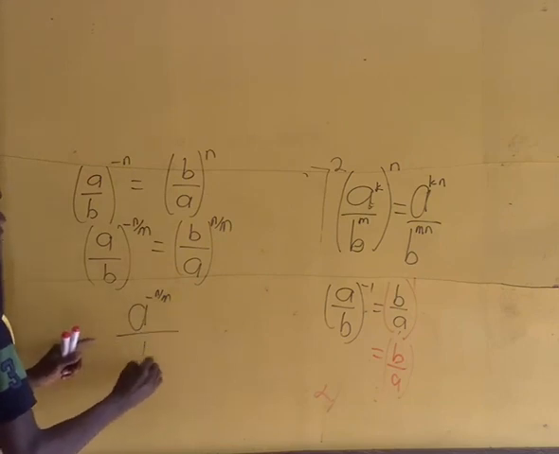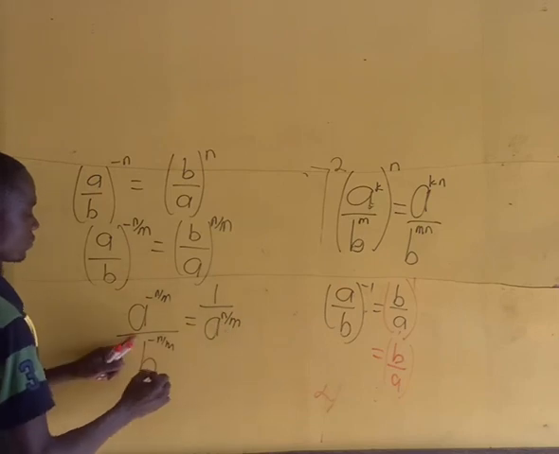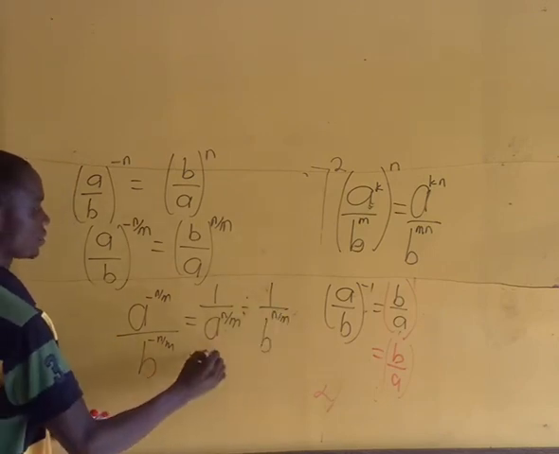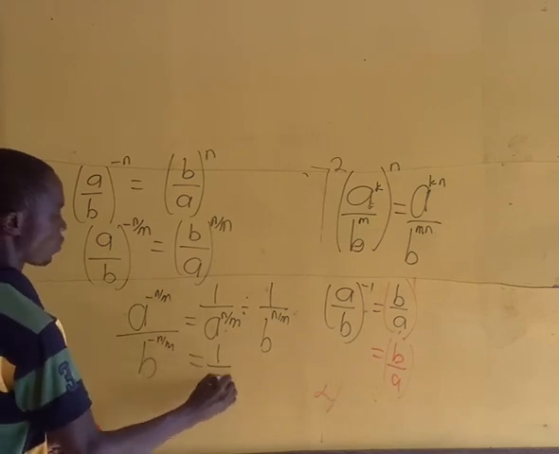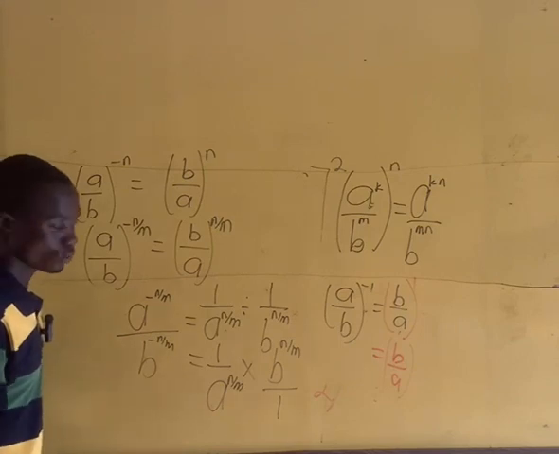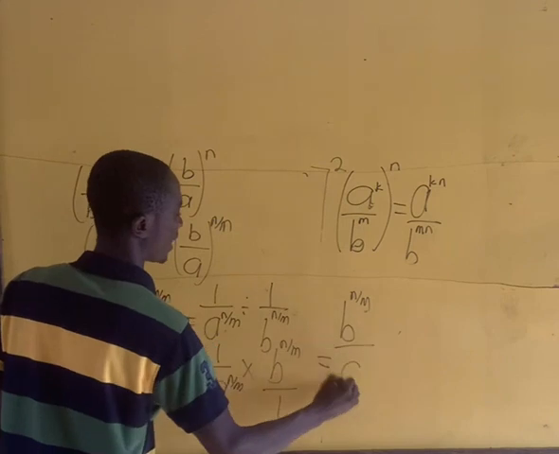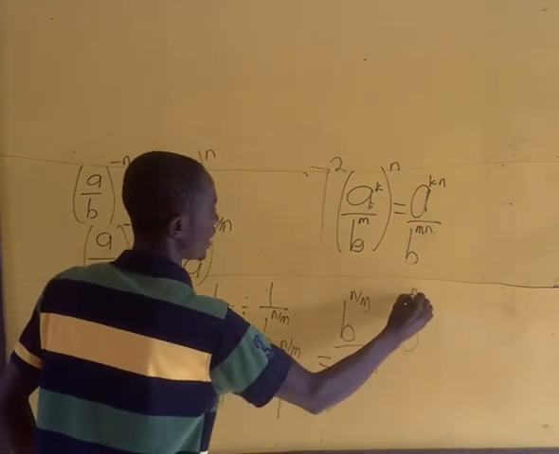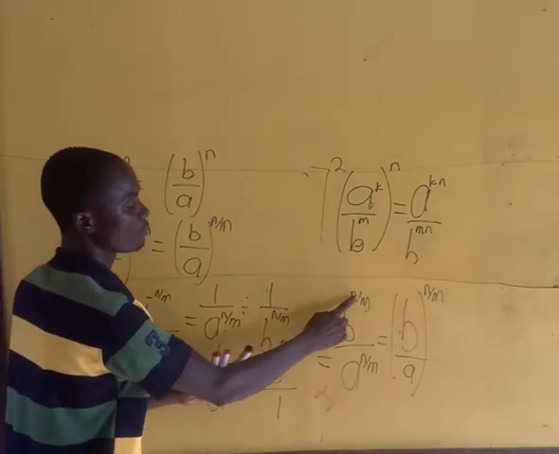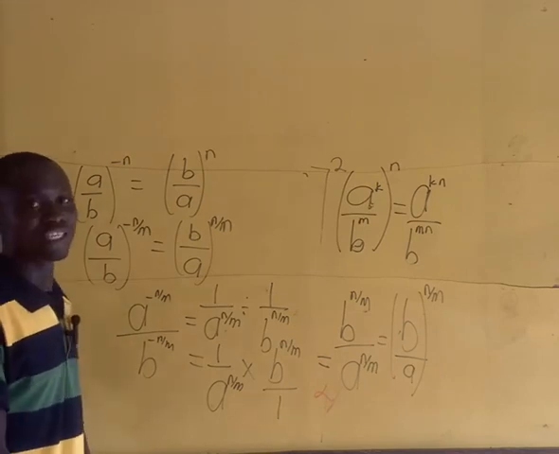So this will give me a power negative n on m divided by b power negative n on m, which is eventually 1 divided by a power positive n on m, divided by 1 divided by b power positive n on m, which is 1 on a power n on m times b power n on m divided by 1. So what do we do? We proceed this way. This would give us b power n on m divided by a power n on m, which is equal to b divided by a all power n on m. So do not turn the power upside down. It is the base that we turn upside down and forget about the negative sign in a very simple way.